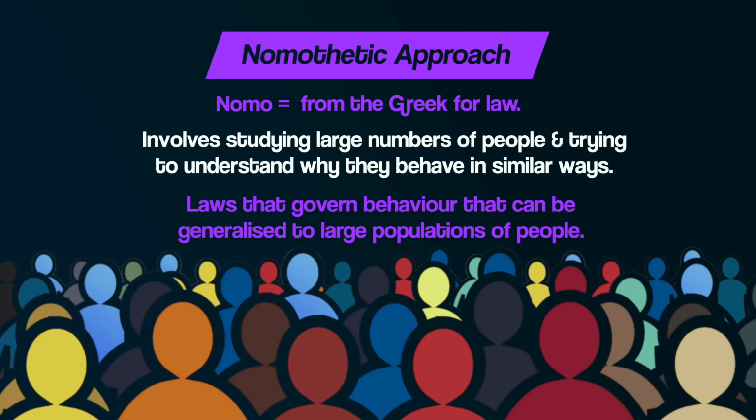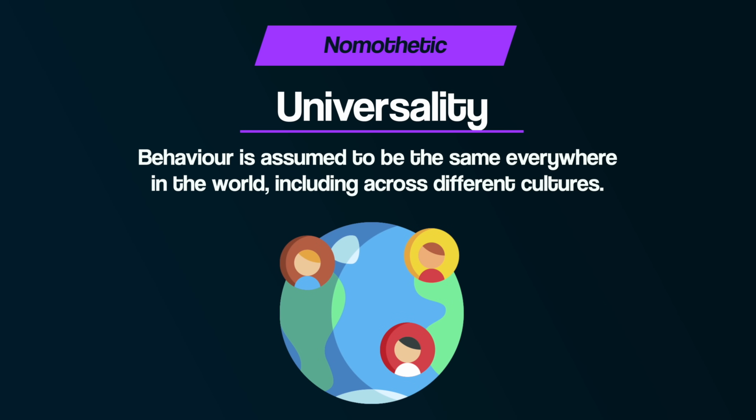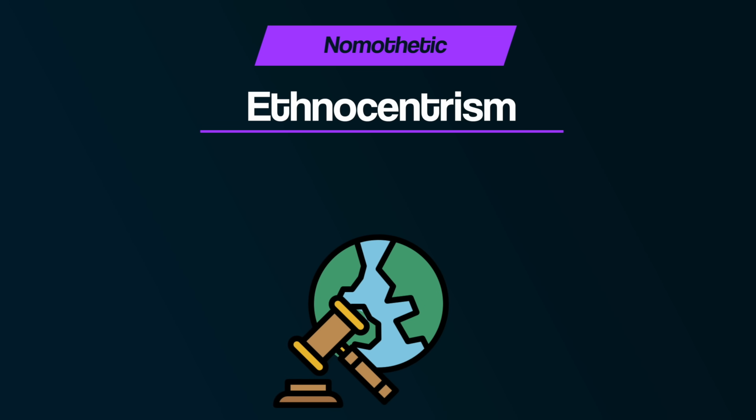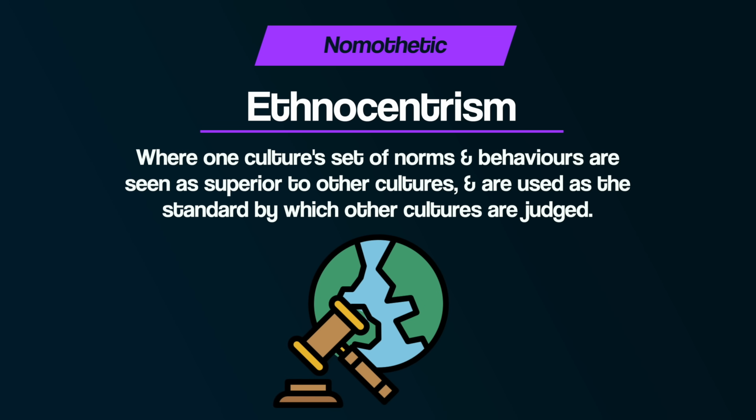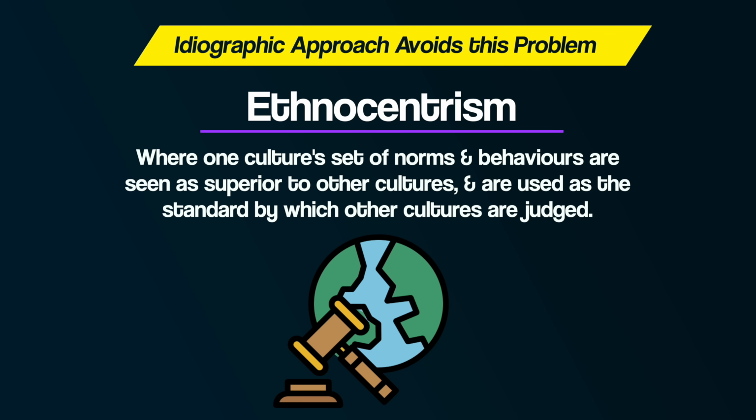Because the nomothetic approach is trying to make general laws and investigate how we are similar, this can lead to universal laws of behaviour, which means that behaviour is assumed to be the same everywhere in the world, including across different cultures. This can lead to, and has led to, cultural bias, sometimes referred to as ethnocentrism, where one culture's set of norms and behaviours are seen as superior to other cultures, and are used as the standard by which other cultures are judged. Because the idiographic approach does not seek to produce general laws, it avoids this potential problem.